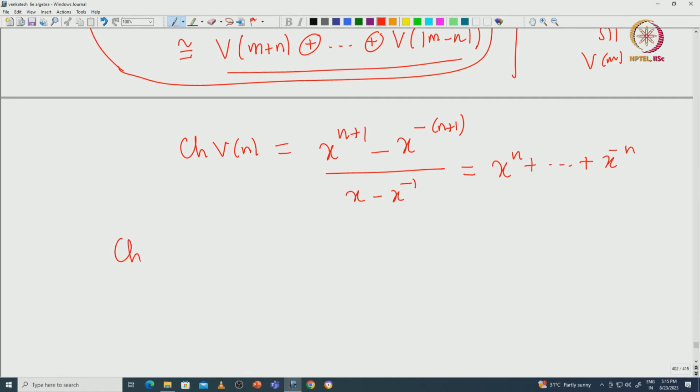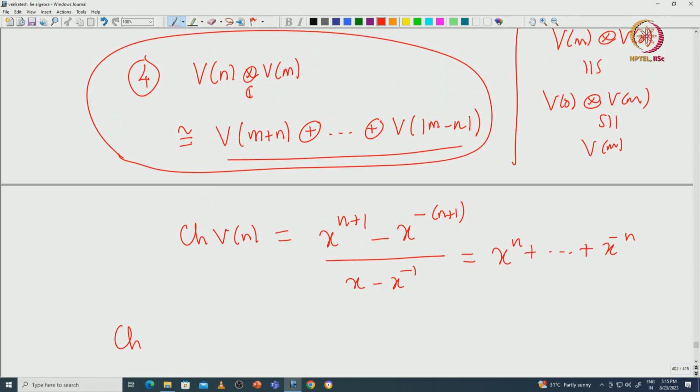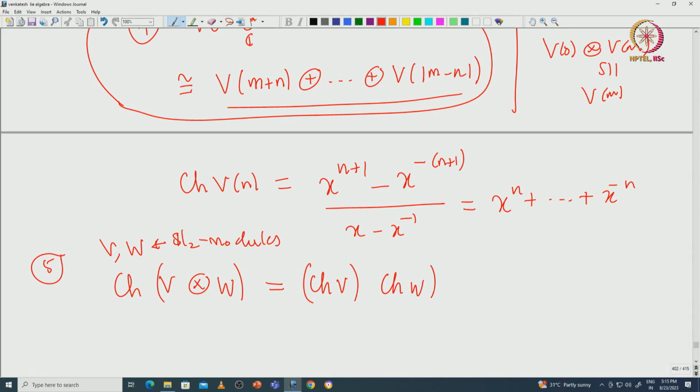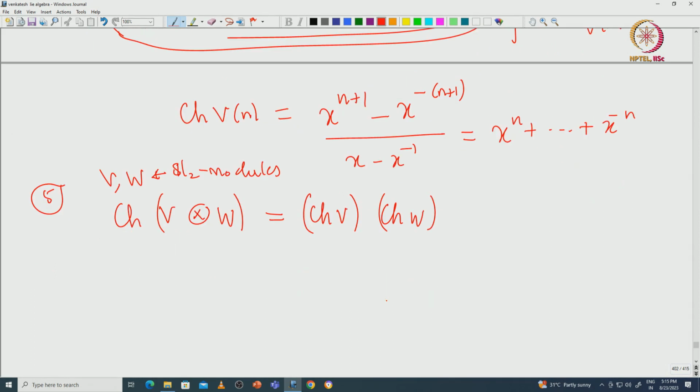This is something I have not told you, but anyway it is another exercise you can take. Consider the character of V tensor W. Let us take V and W to be just SL2 modules. As predicted, the character of V tensor W will be just the product of the characters, so that will be character of V times character of W. This is just a simple proof, because we are talking about eigenspaces corresponding to only one operator.